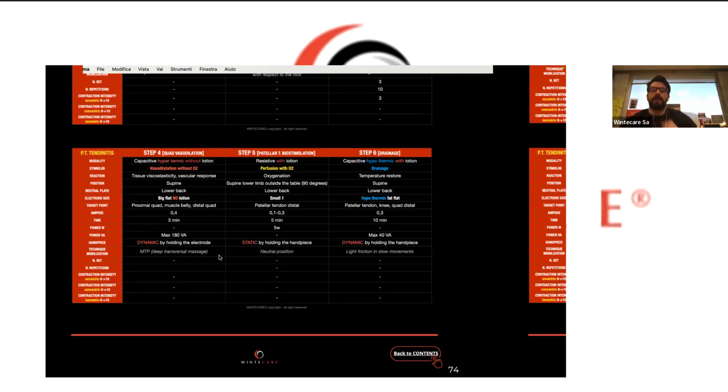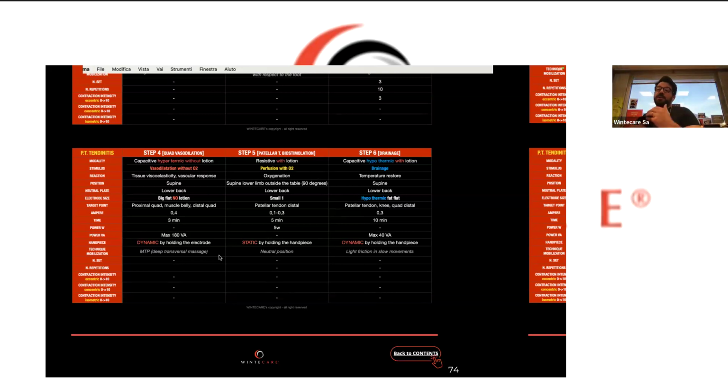the tissues. Then step 5, patellar biostimulation, resistive with lotion, perfusion with O2, oxygenation. The patient is supine with the lower limb outside the table. The plate is under the lower back. We use the small electrode and we go distal with respect to the patellar tendon. The current flow here is minimal, not enough to stimulate temperature. 0.1, 0.3 ampere, 5 minutes, 5 watts.